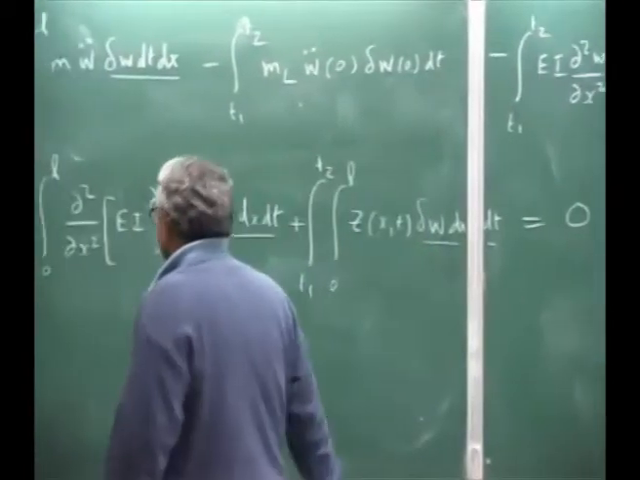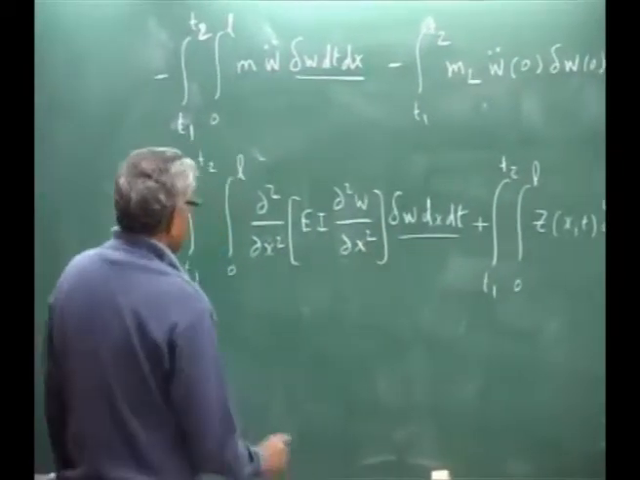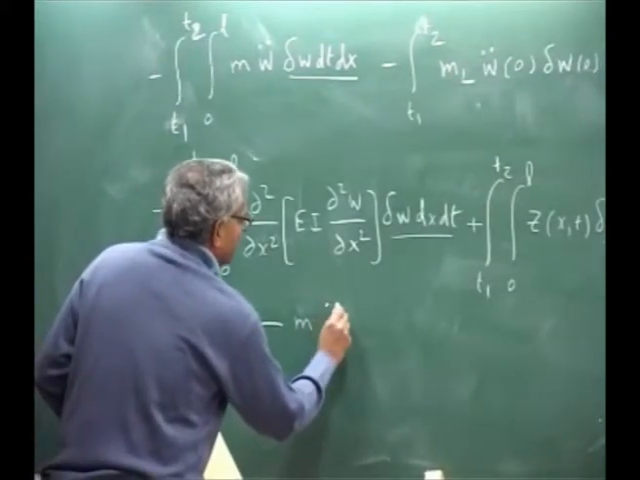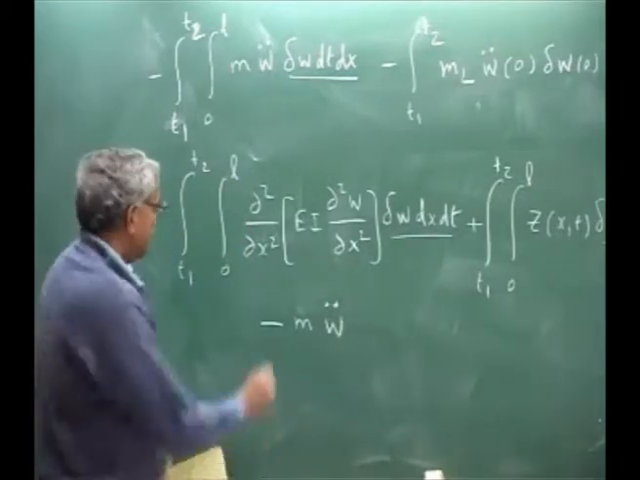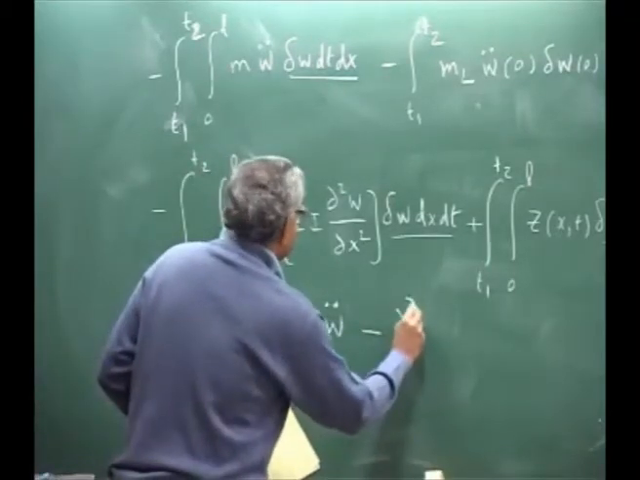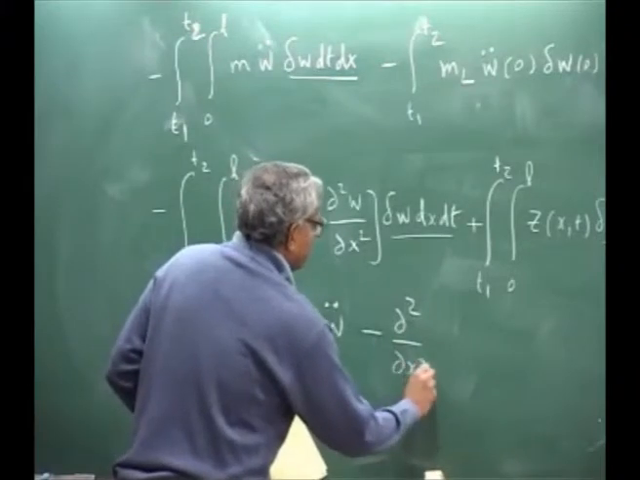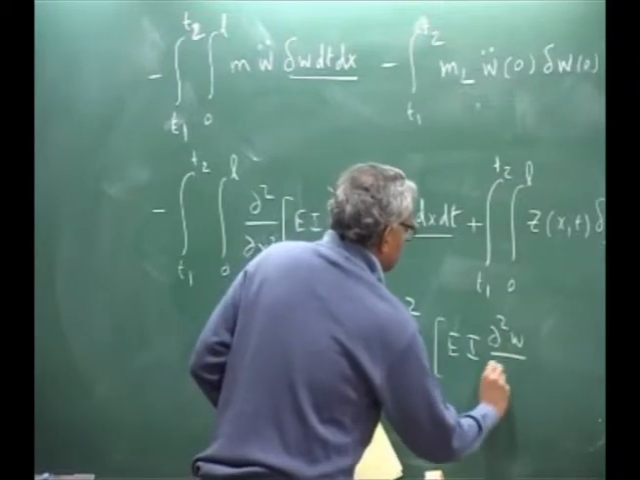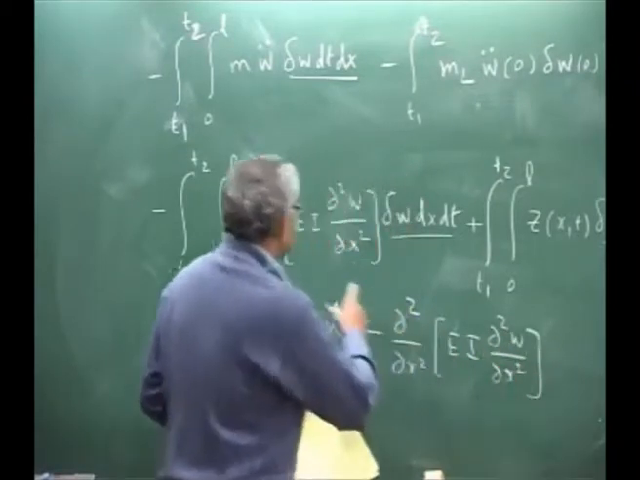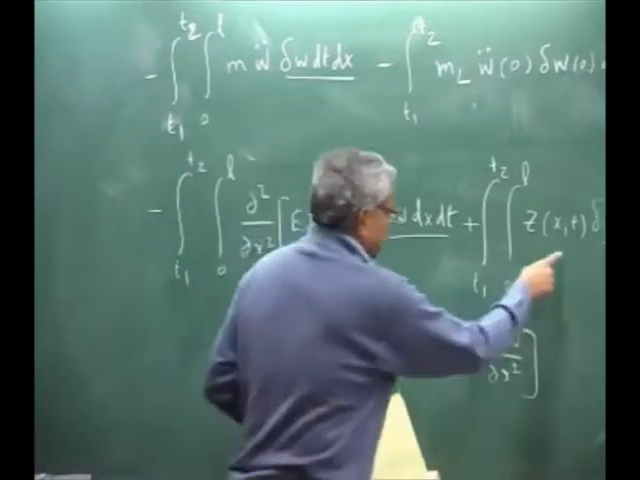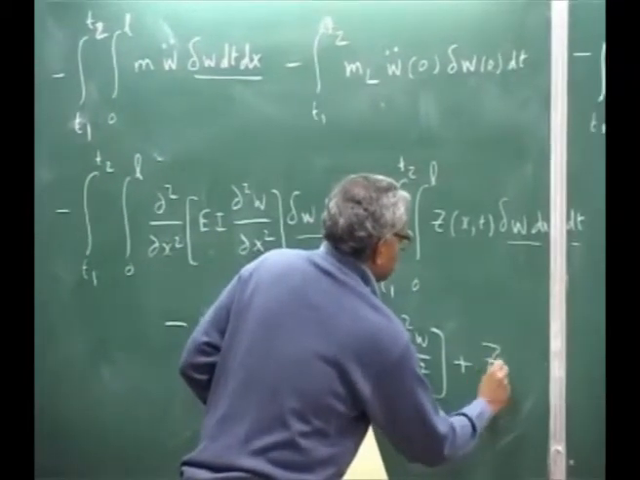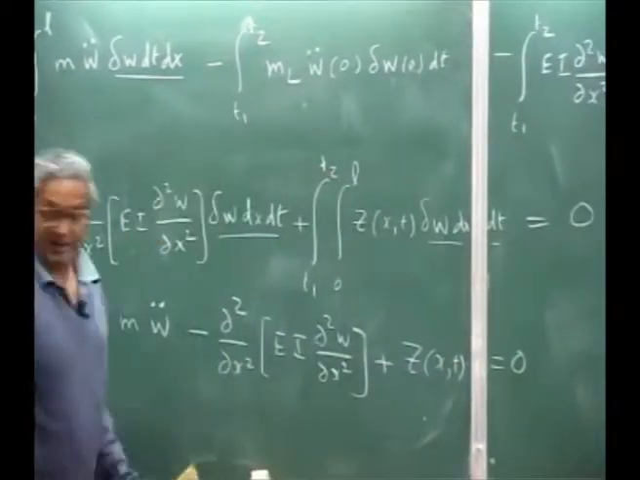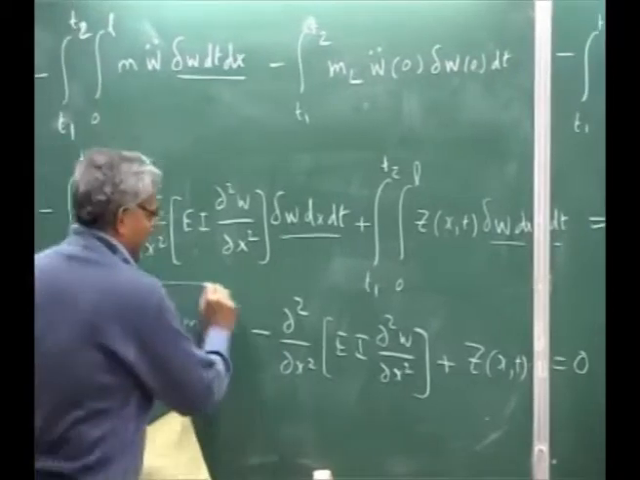Therefore, you write your equation, this is combining all, you will find minus m w double dot minus del square by delta x square EI del square w by delta x square, this is the second term, then plus z x comma t, this is 0 independently. Okay.